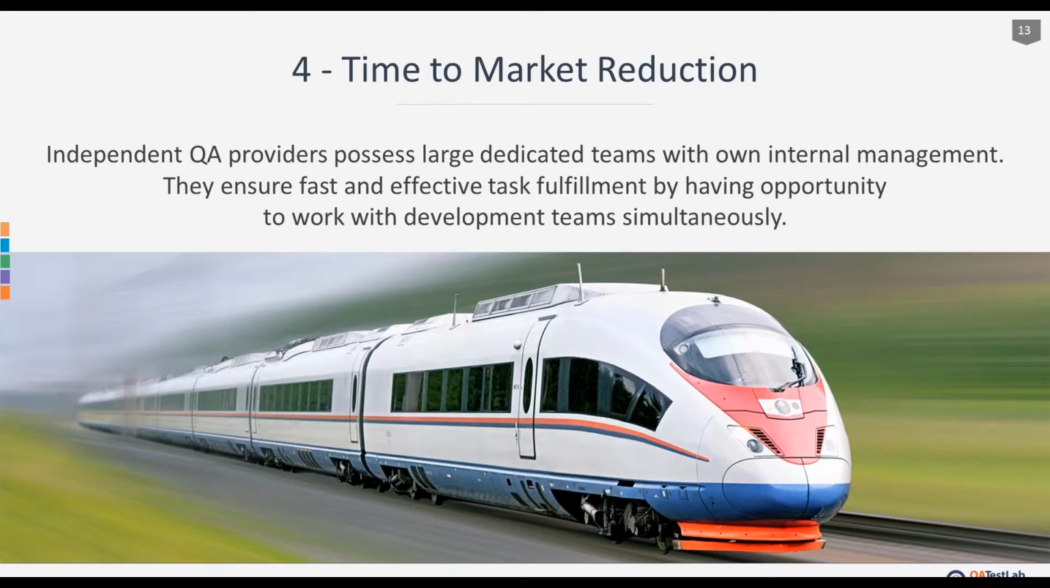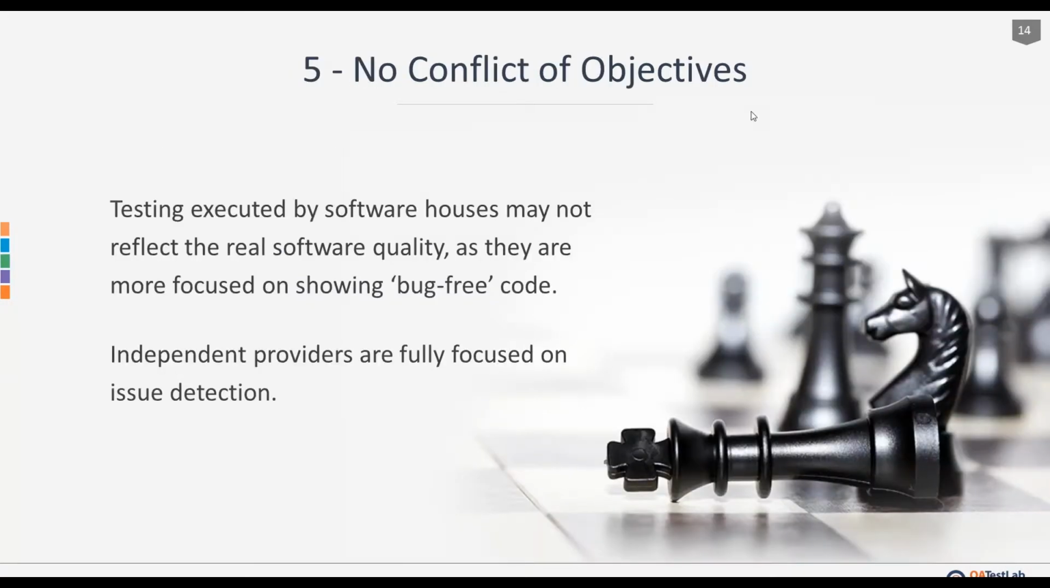Okay, let's switch to point 5, no conflict of objectives. Testing executed by software houses may not reflect the real software quality, as they are more focused on showing bug-free code. I think you understand me. Independent providers are fully focused on issue detection. It's that thing that they earn money. Several times we already talked about this, but it's really quite important.